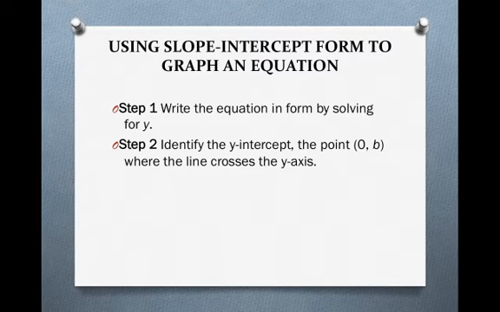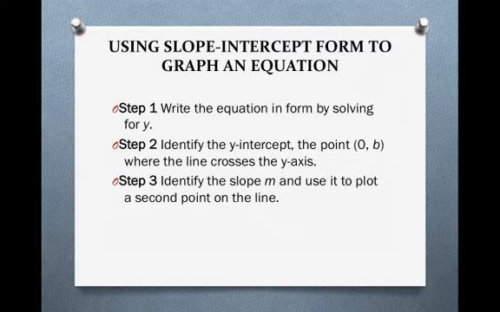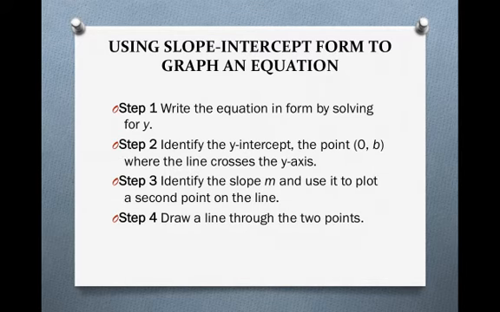Step 2 is to identify the y-intercept, the point (0, b), where the line crosses the y-axis. Once it's in y = mx + b form, you just use that b value for the y-coordinate of your y-intercept. Step 3 is to identify the slope m and use it to plot a second point on the line. And then you get to play connect the dots. Draw a line through the 2 points.